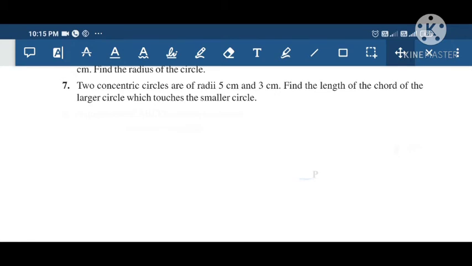Two concentric circles of radius 5 centimeter and 3 centimeter. Before I explain, let's draw the concentric circles. What is meant by concentric circles? Concentric circles are nothing but two circles with different radii and the same center.